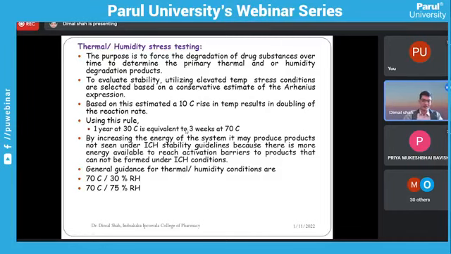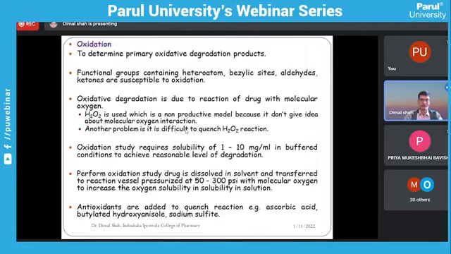And again, you can carry out an experiment in such a way by taking your sample at different time intervals, and you analyze your sample and check whether they are getting degraded or not. The third type of study that we should carry out is oxidative degradation.